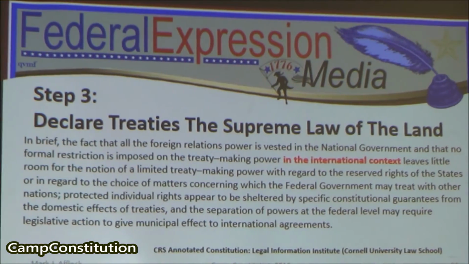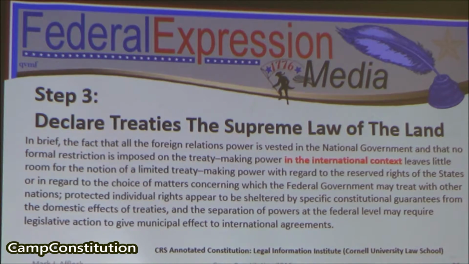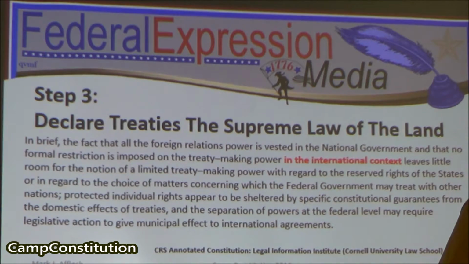Also, Dulles, he says that treaties are the supreme law of the land. Let me introduce this quote. This comes from the CRS Annotated Constitution, Cornell University Law School's Legal Information Institute, LII. This is what they're teaching our new lawyers. It says, in brief, the fact that all the foreign relations power is vested in the national government and that no formal restrictions are imposed on the treaty-making power in the international context. They always make a distinction between the domestic context and the international context.